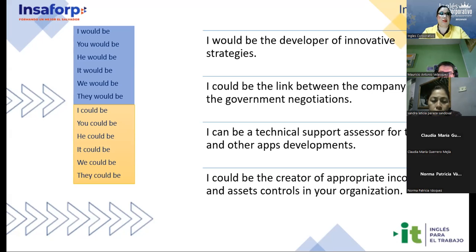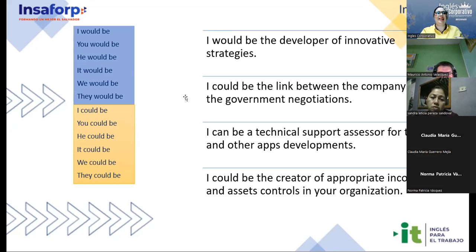Very good. Maybe he's not an operator, but maybe he's got a lot of good ideas, right? So he can be an assessor, right? So let's read the last one. It says, "I could be the creator of appropriate incomes and assets controls in your organization." I will read it again. "I could be the creator of appropriate incomes and assets controls in your organization."